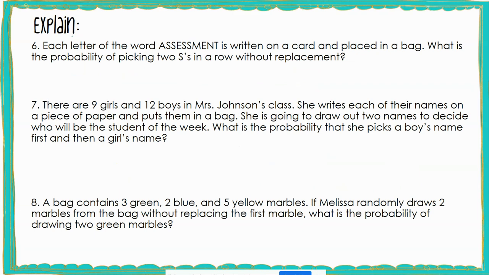Now let's look at number 6. Each letter of the word assessment is written on a card and placed in a bag. What is the probability of picking 2 S's in a row without replacement? When we see this that says without replacement, that means that we are taking something out and not putting it back in. So is this a dependent or independent event? Put your answer in the chat.